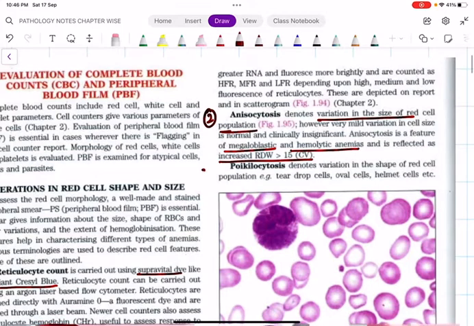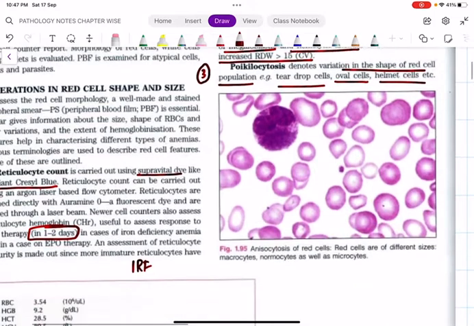The third important terminology we are going to learn is poikilocytosis. That means variation in the shape of red cells. We have teardrop cells, oval cells, helmet cells, etc. This is a picture of anisocytosis of red cells. When you say microcyte in a peripheral smear, how will you say that it is microcytic or macrocytic? The size of the RBC has to always be compared with that of the nucleus of the small lymphocyte. So this is the nucleus of the small lymphocyte. Compared to that, you can see some RBCs are small in size, some other RBCs are large in size. So this is anisocytosis.